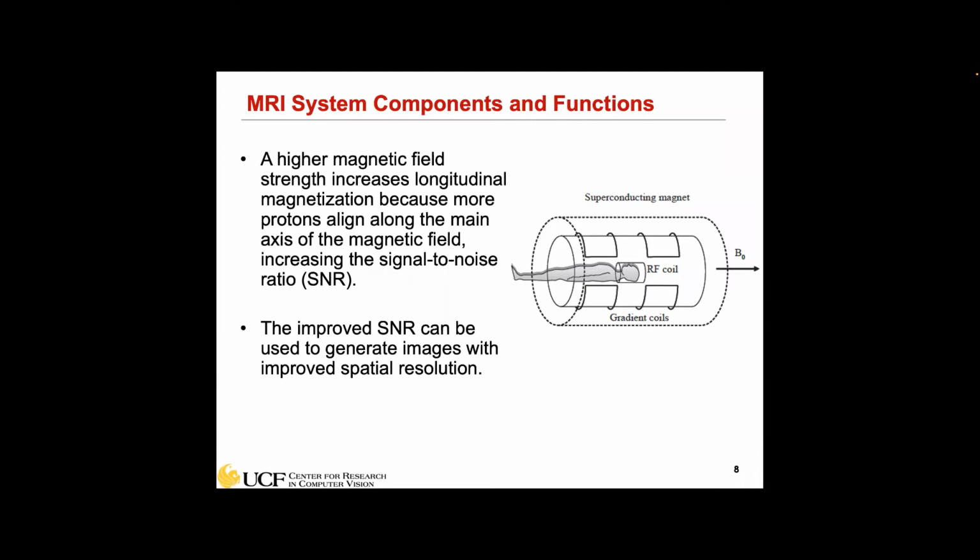You can even go to a much stronger magnetic field, like 9.4 T MRI. Later I will show you a picture comparing what a brain MRI looks like using a 3T MRI machine versus a 9.4 T MRI machine. The improved SNR can be used to generate images with improved spatial resolution, right? So you can see much richer details of the body components, like the different parts of the brain.